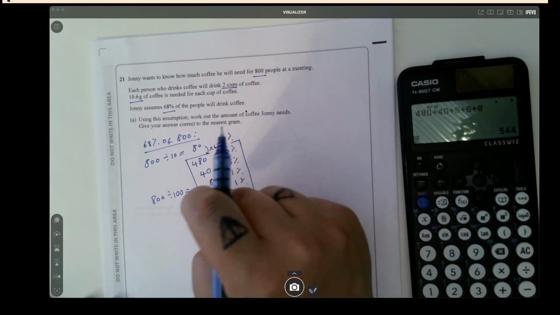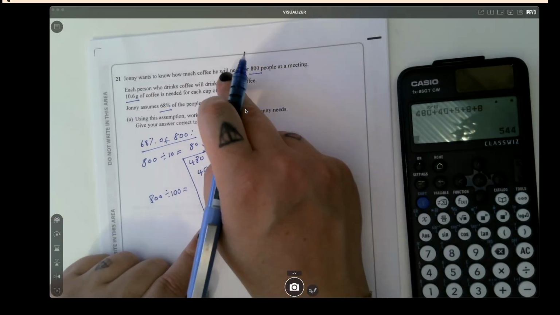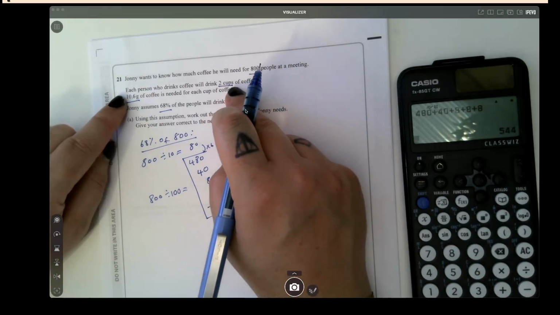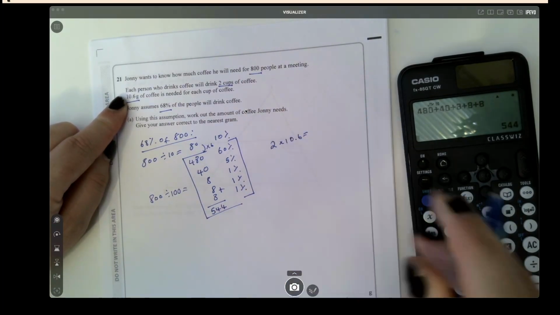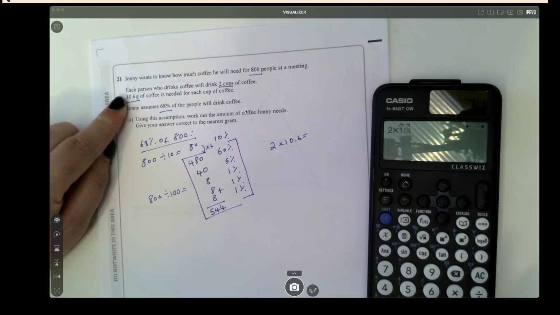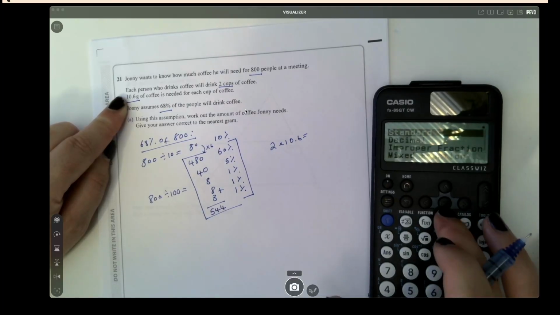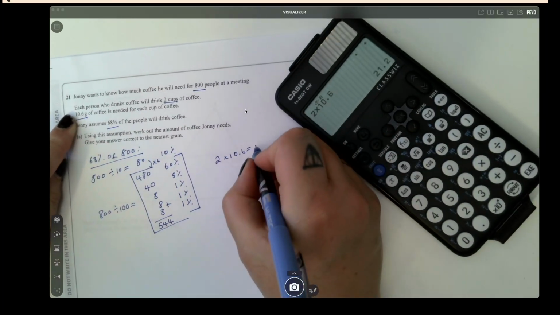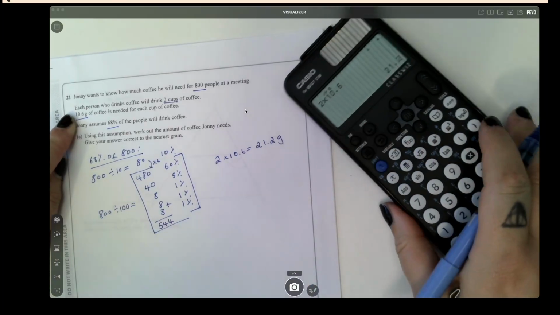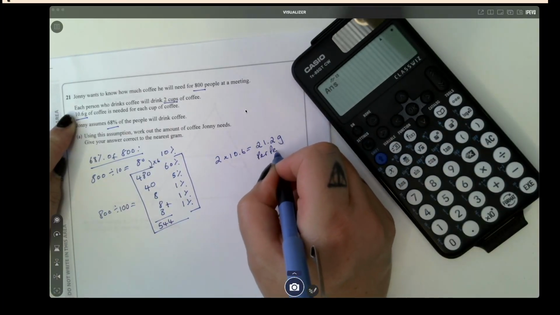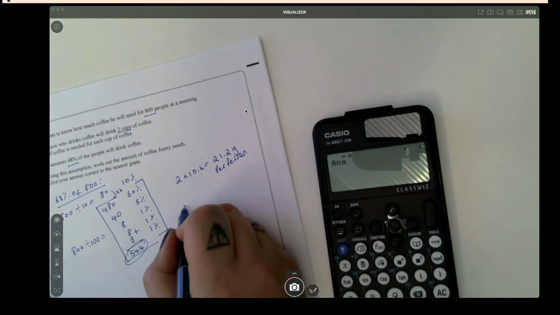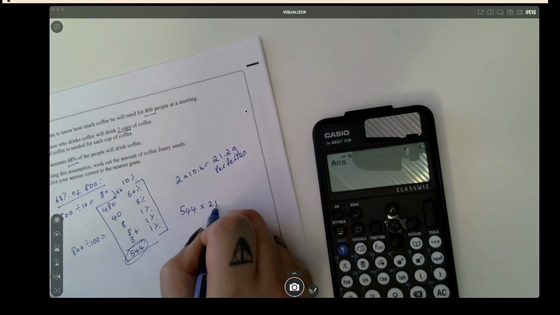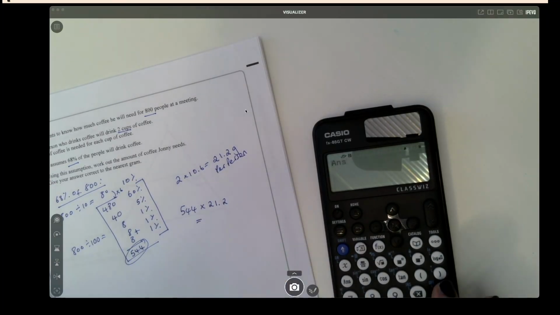544 out of the 800 people, he reckons they're going to drink coffee. He reckons they will drink 2 cups of coffee each, and each is 10.6 grams. So let's do 2 times 10.6. So we need 21.2 grams of coffee per person. And there's 544 of them. So let's do 544 multiplied by 21.2.